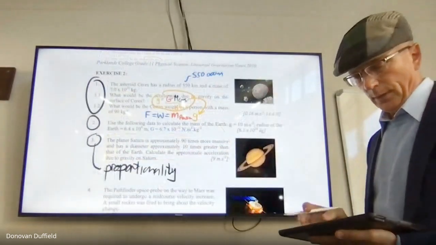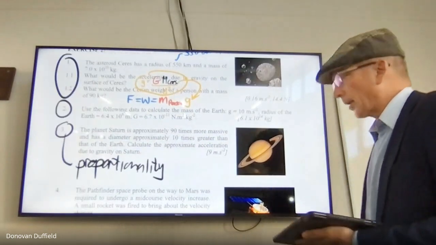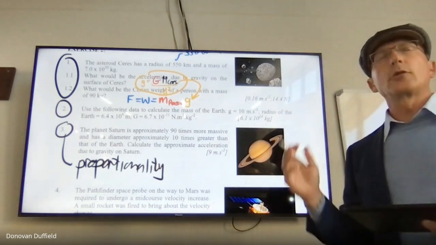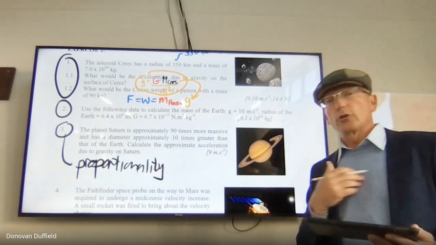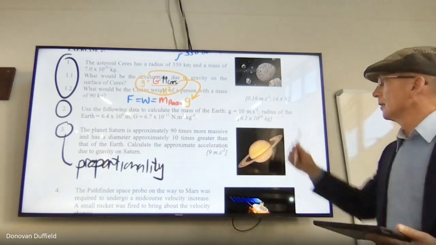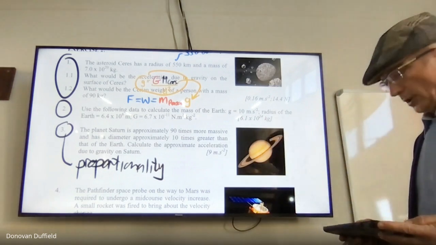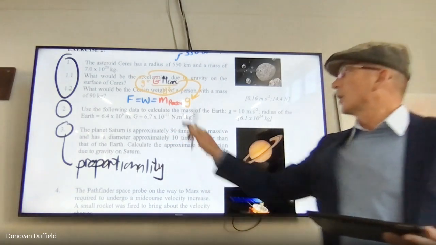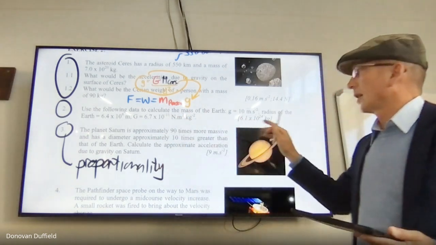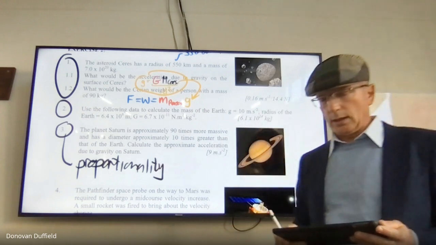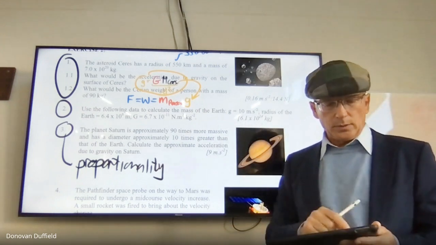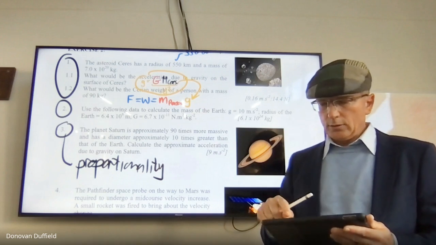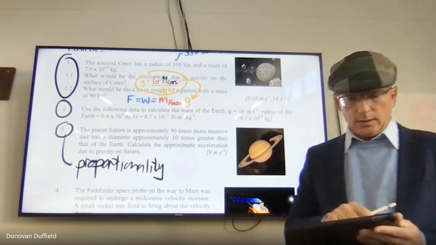Okay, next one. Use the following data to calculate the mass of the Earth using g as 10 meters per second squared. Now, you've been given that g is 10. We usually use g as 9,8, but we're going to use g as 10. Radius of the Earth is that. G is that. You can also see 6,7 instead of 6,67. We're going to use this to get that value. Not that that value is important, but we've been given the values, so we will use the values just to see the method.